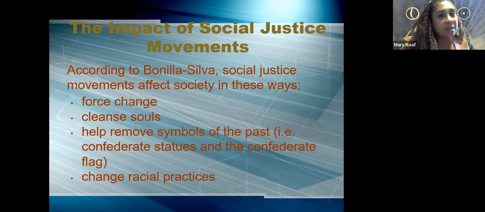Social justice movements, especially more recent ones, help to remove the symbols of the past, i.e. Confederate statues, the Confederate flag, taking down flags such as the state flag in South Carolina. This is happening literally within the last, since 2018. And if we set the timeline back to Black Lives Matter, it originates in 2013 after the acquittal of Trayvon Martin's murderer.